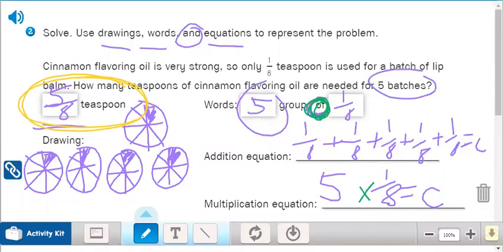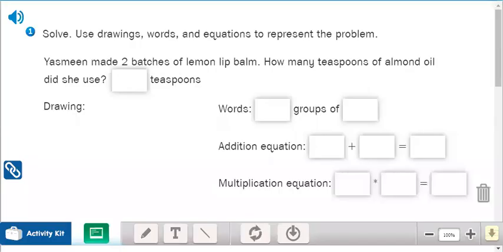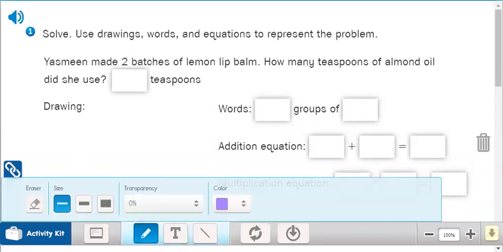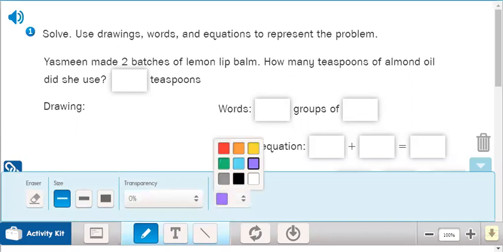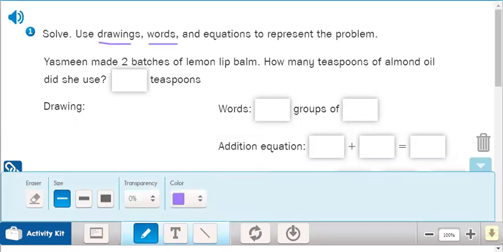So next, I would like you to look at number 1. So now we're just going to go above that. So I need to find it here. Number 1 says solve, use drawings, words, and equations to represent this problem. So that means we need to do all 3 things: drawings, words, equations. Okay, so our first question, Yasmin has 2 batches of lip balm. So 2 batches, that's a good thing to look for. How many teaspoons of almond oil did she use?